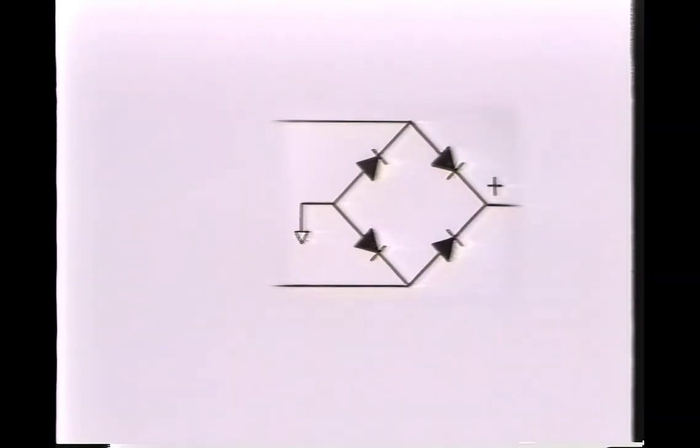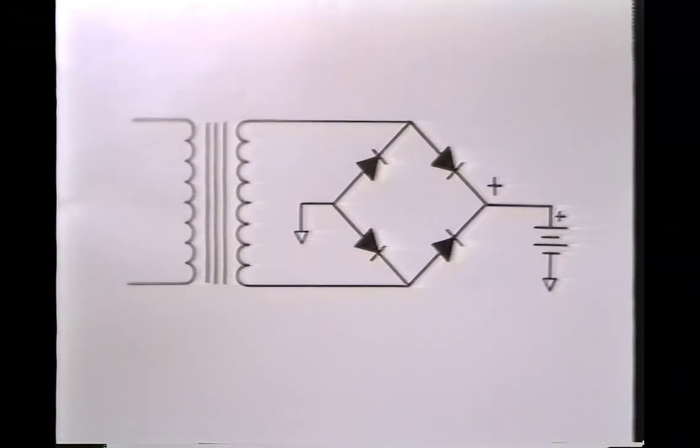To take advantage of both the positive and negative halves of the alternating current, we can connect 4 diodes together in a circuit called a bridge rectifier. Let's connect the bridge rectifier to the transformer's secondary winding and the dead battery. The 2 cathodes are joined together at the positive output of the bridge rectifier.